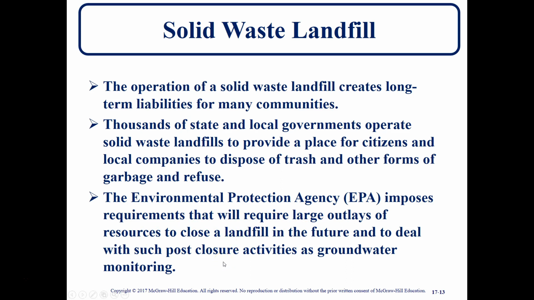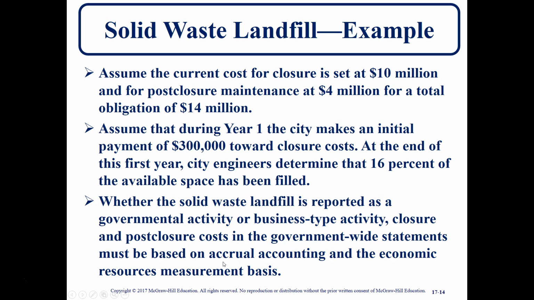So let's take a look at how governments are going to account for this. Let's look at an example. Assume the current cost for closure is set at about $10 million, and for post-closure maintenance, $4 million. Total dollars, $14 million. Assume that during year one, the city makes an initial payment of $300,000 towards closure costs. At the end of the first year, city engineers determine that 16% of the available space has been filled.